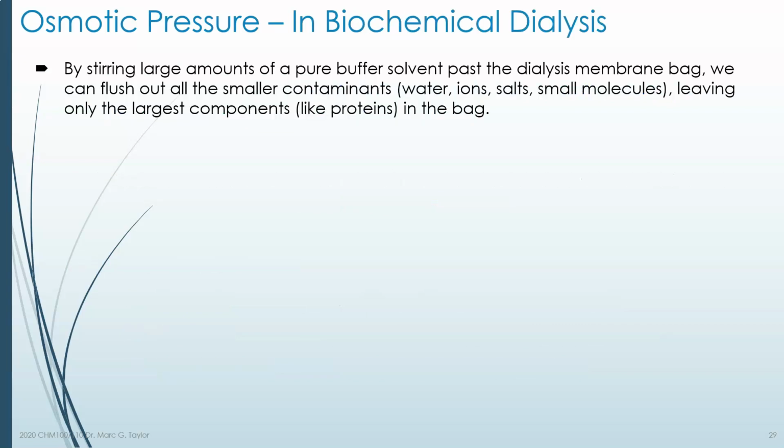So in a laboratory, in say a biochemistry lab, you might want to stir in large amounts of pure buffer solvent past a membrane bag, what we call a dialysis bag, that's made of this semi-permeable membrane, and then you can flush out the smaller contaminants like the water and the ions and other salts, as well as small molecules that you don't want, leaving only the big components that you do want.